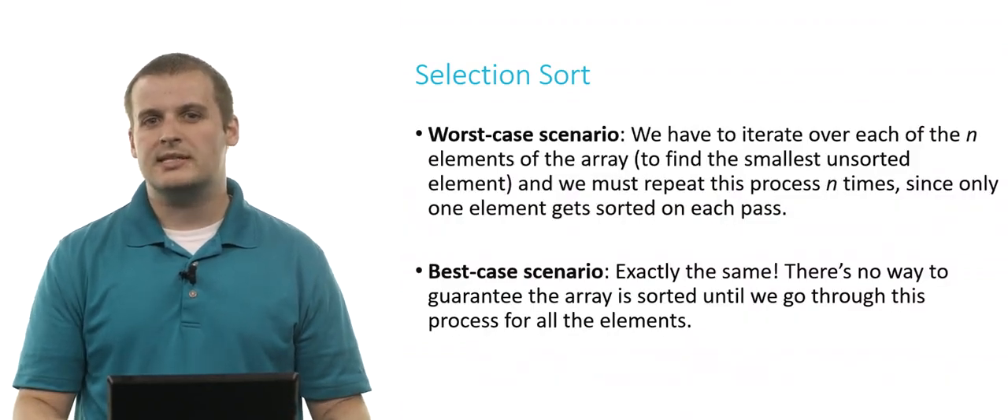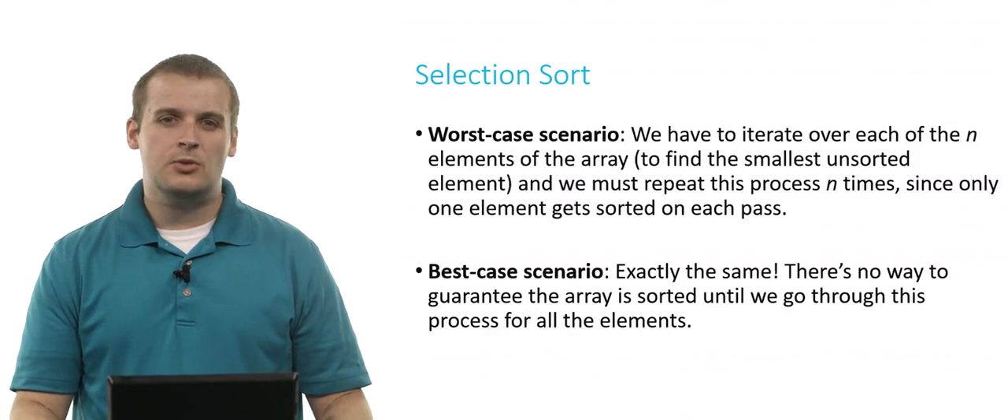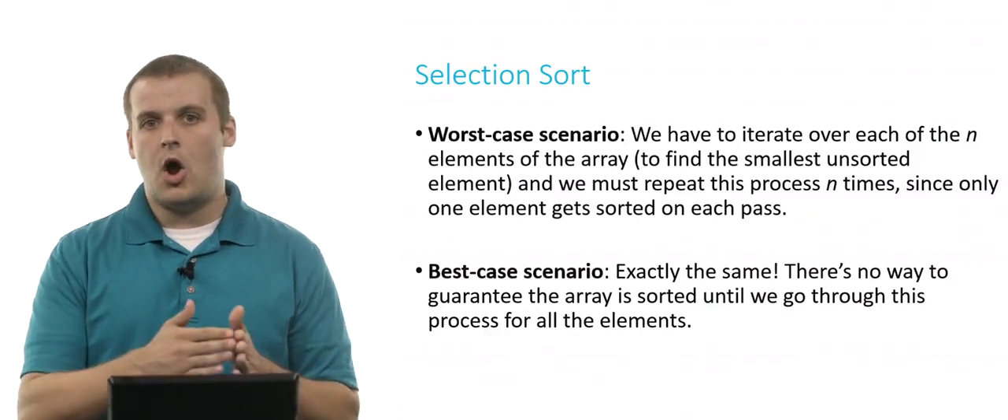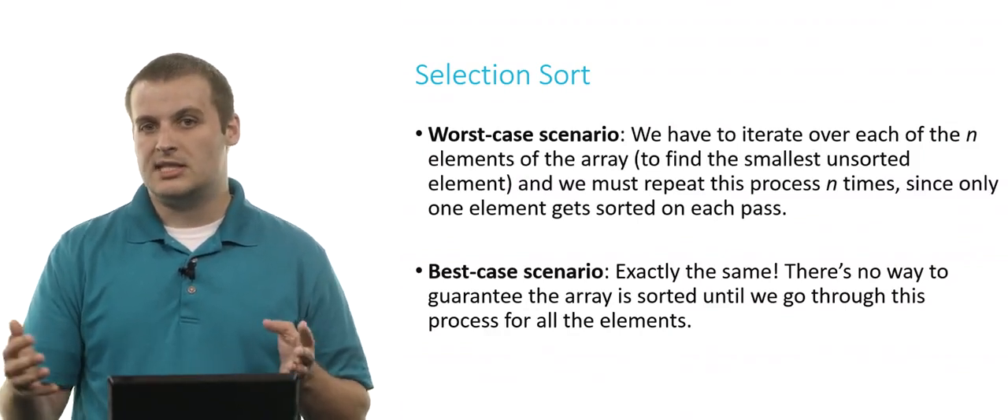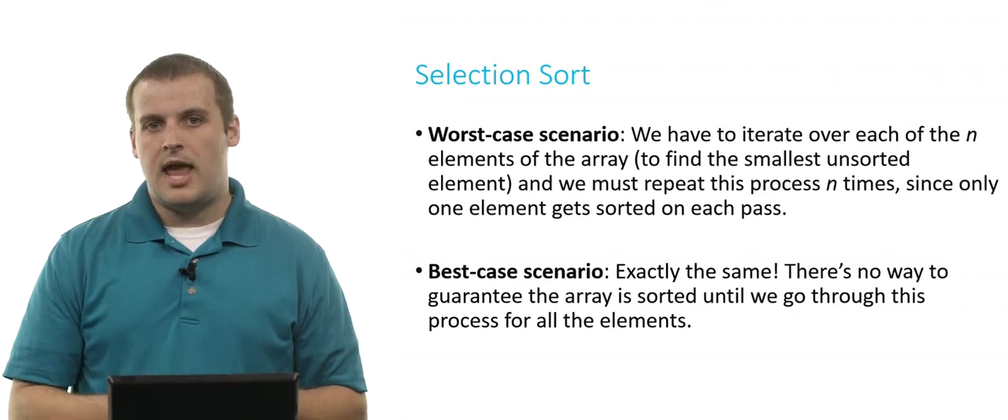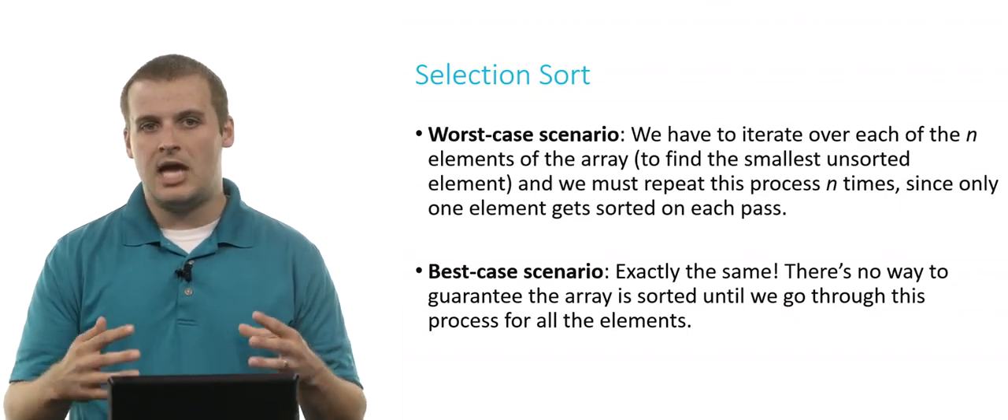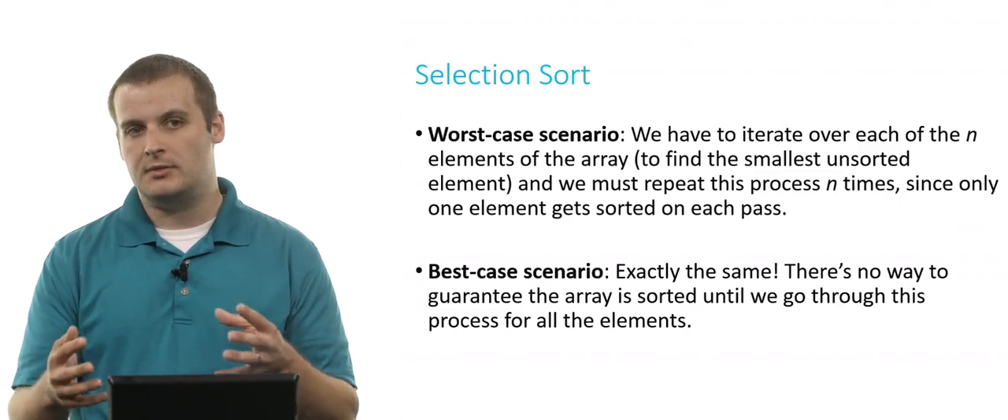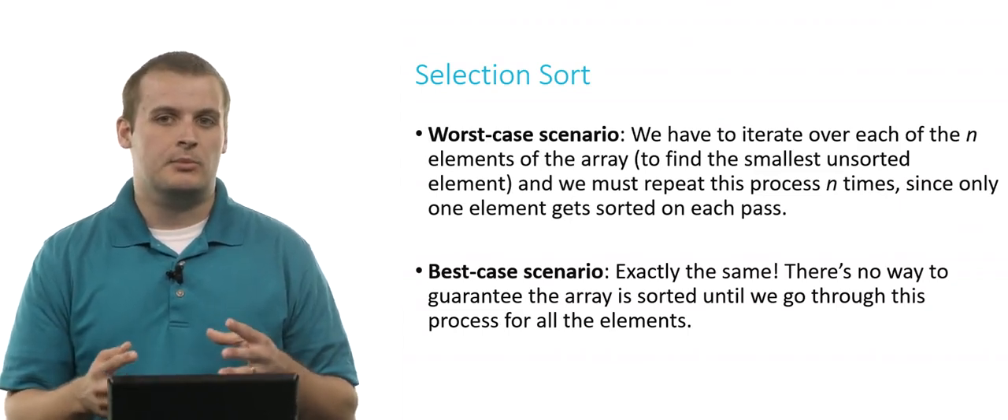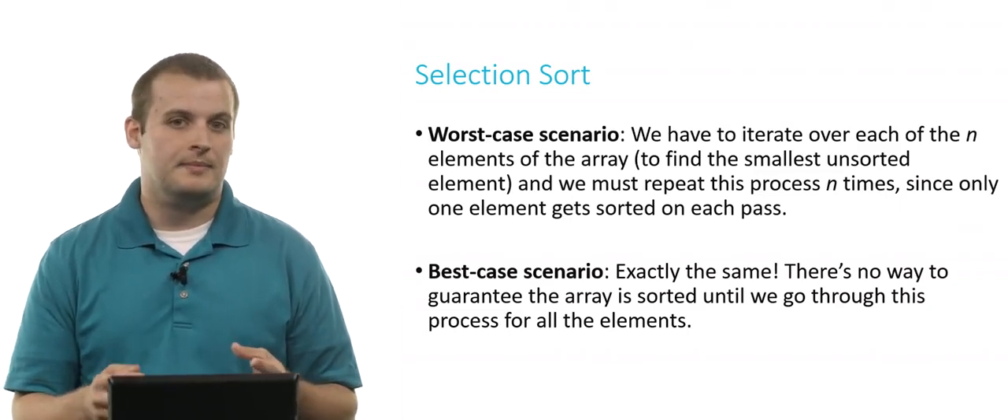So what's the worst case scenario here? Well, in the absolute worst case, we have to look over all of the elements of the array to find the smallest unsorted element. And we have to repeat this process n times, once for each element of the array, because in this algorithm we only sort one element at a time.